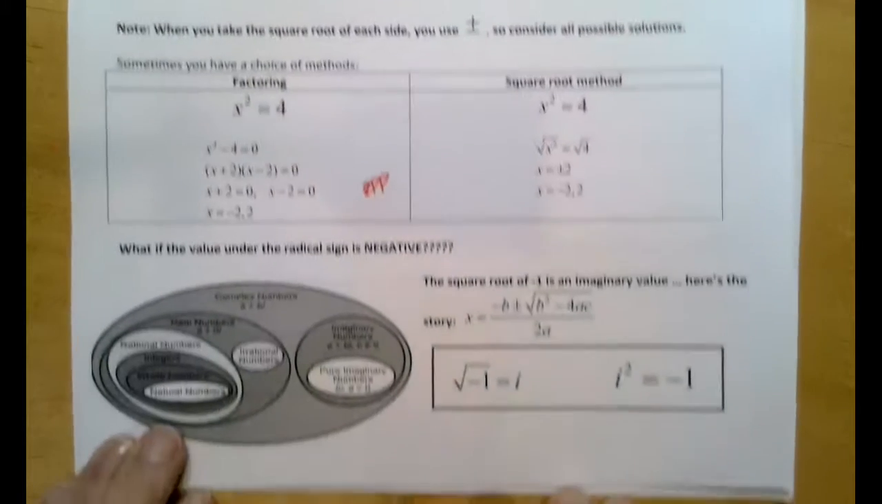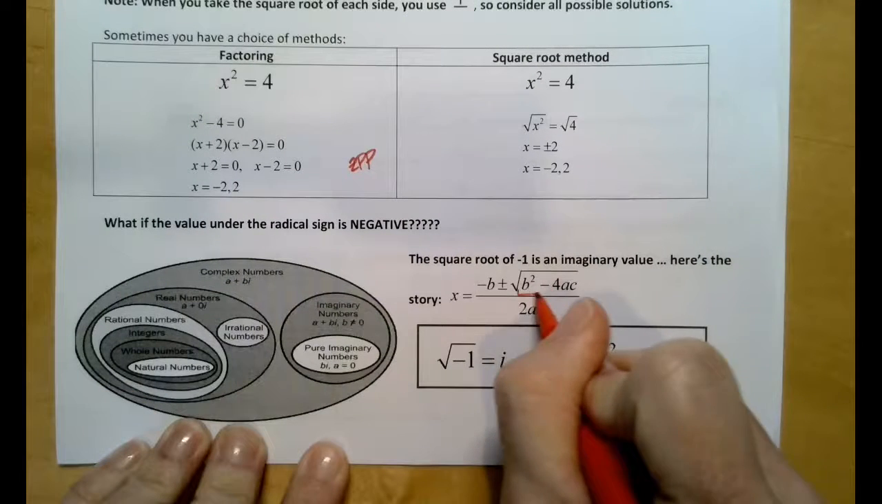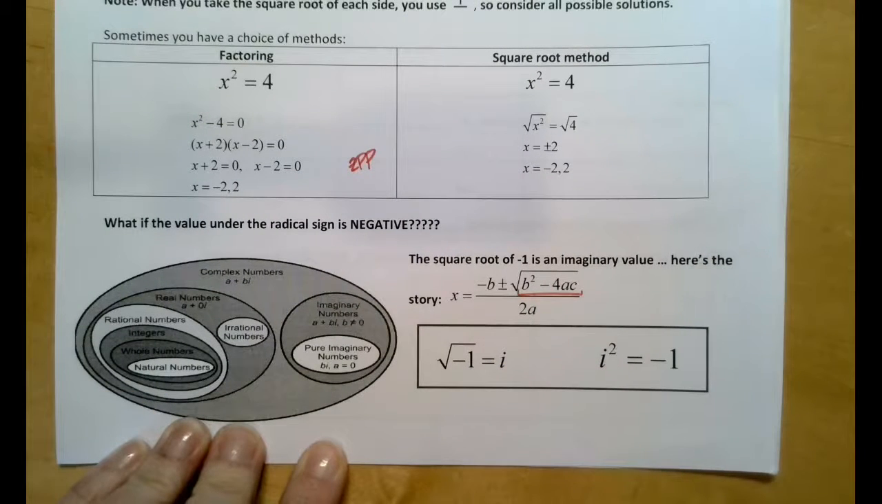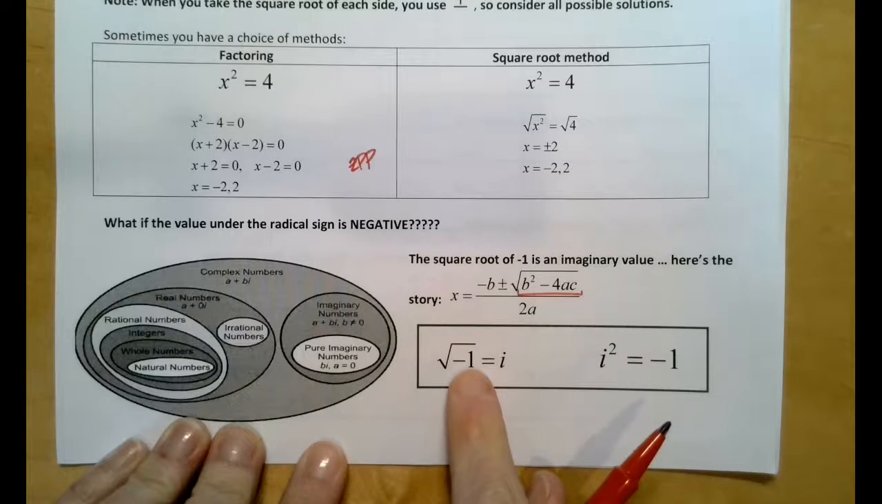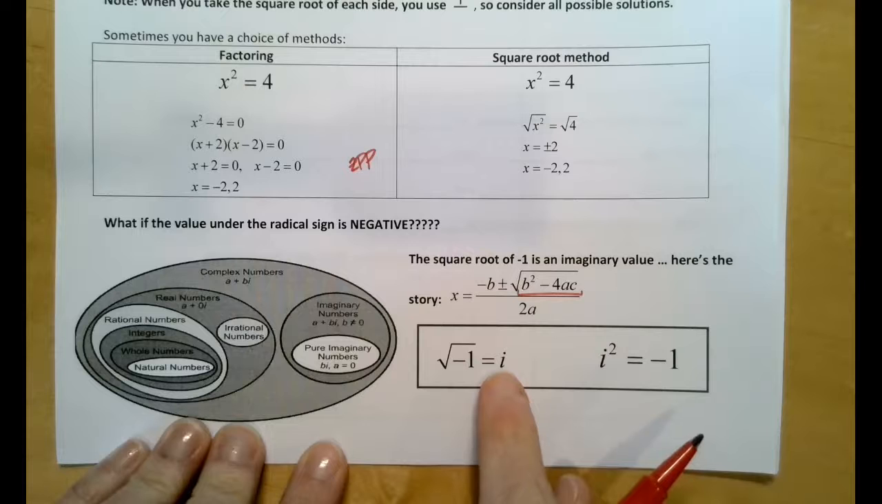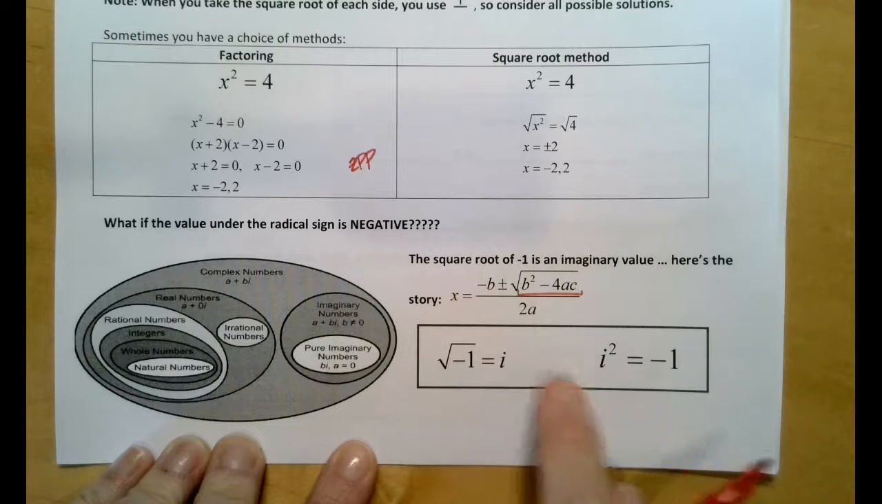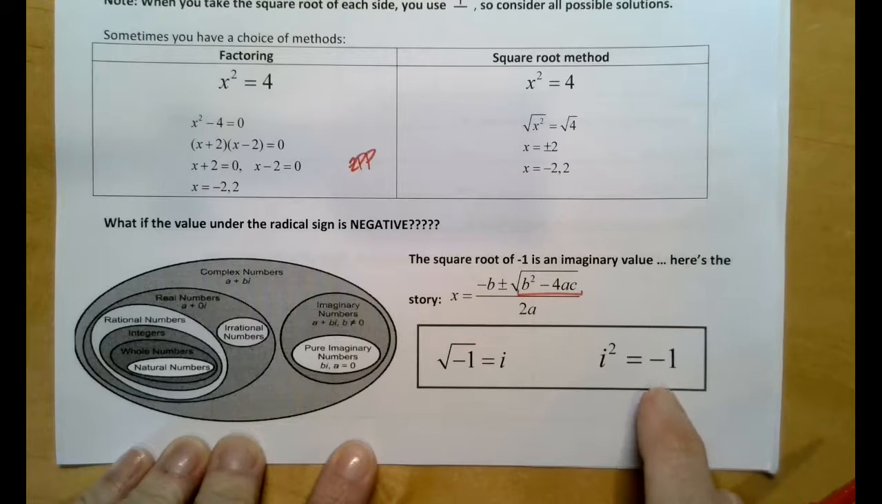The only conversation we need to have is what happens when what is underneath this radical sign has a negative value. You need to just remember, if you're taking the square root of a negative number, we're going to bring in imaginary numbers. Mathematicians made this up. So the square root of negative 1 is i, and i squared is equal to negative 1.